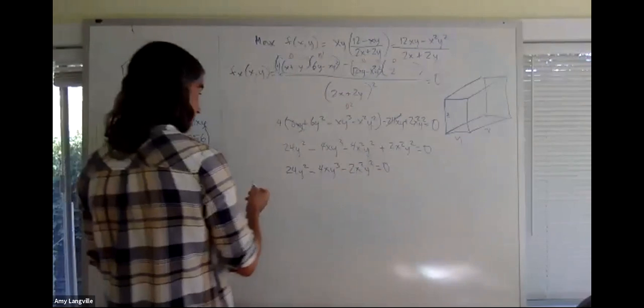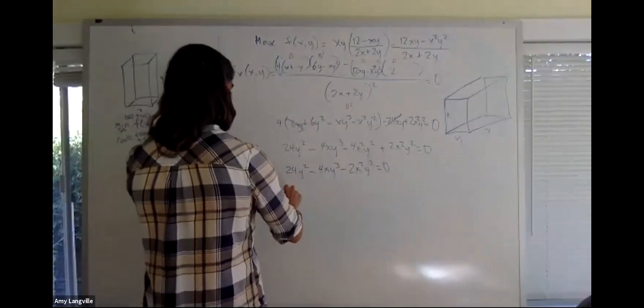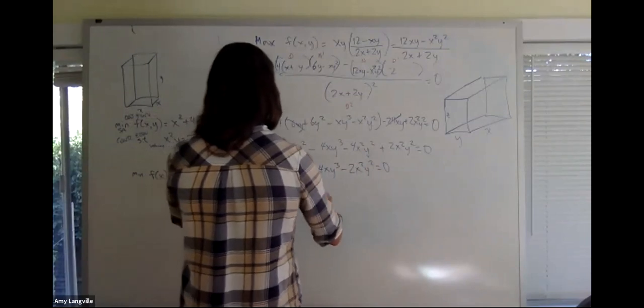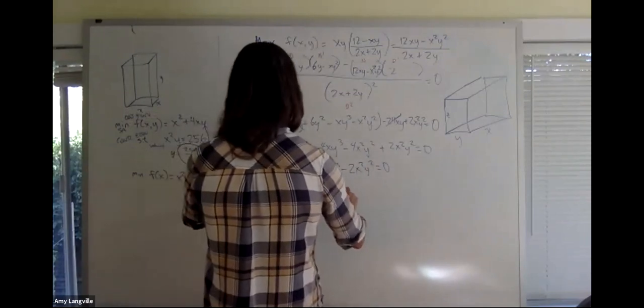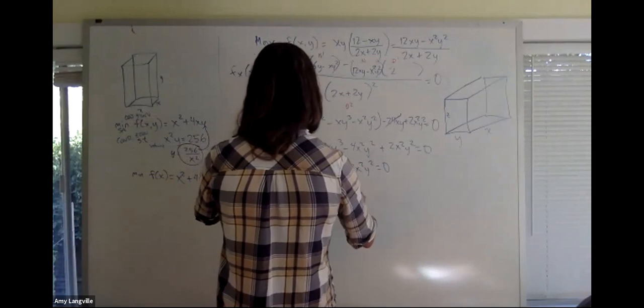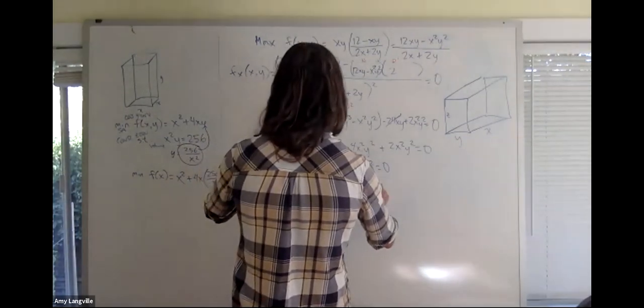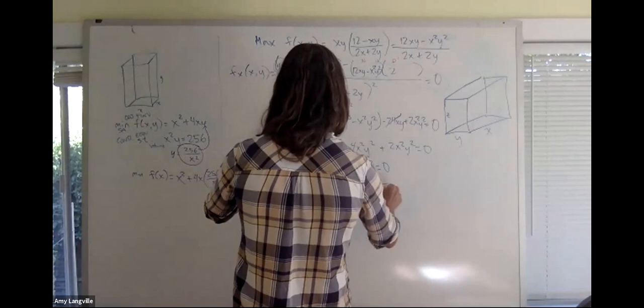I could take 2y squared out of it, right? So I have 12 minus 2xy minus x squared equals 0.